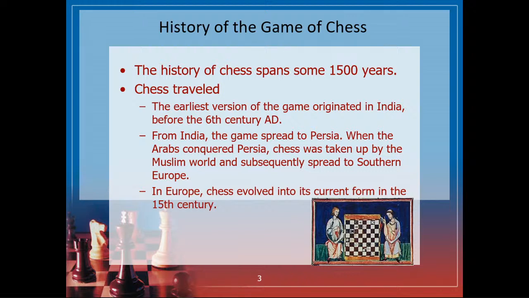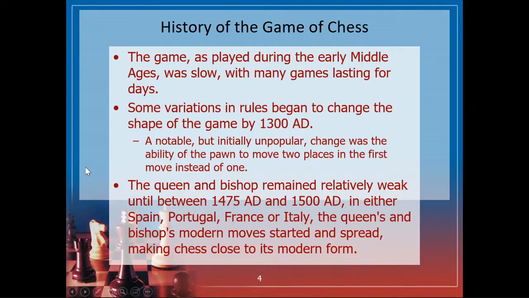Before the 6th century AD, from India, the game spread to Persia. When the Arabs conquered Persia, chess was taken up by the Muslim world and subsequently spread to southern Europe. In Europe, chess evolved into its current form in the 15th century. The game as played during the early Middle Ages was slow, with many games lasting for days. Some variations and rules began to change the shape of the game by 1300 AD.